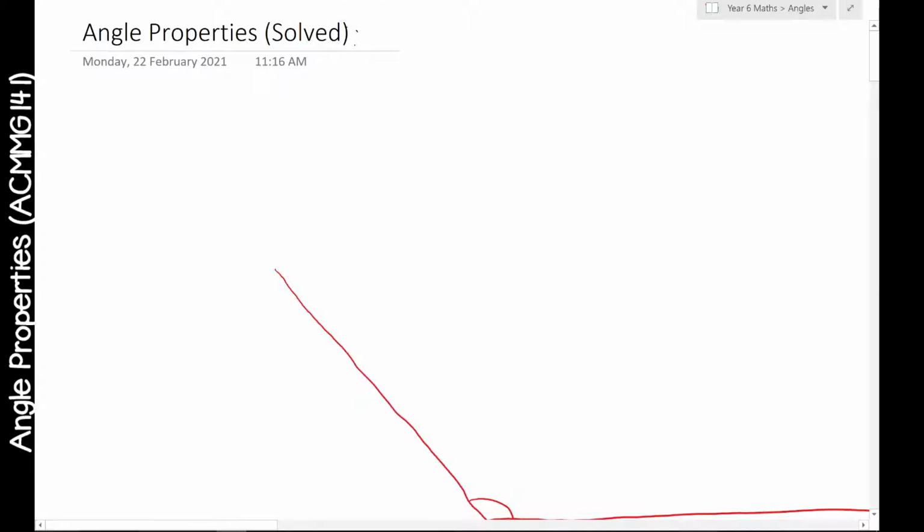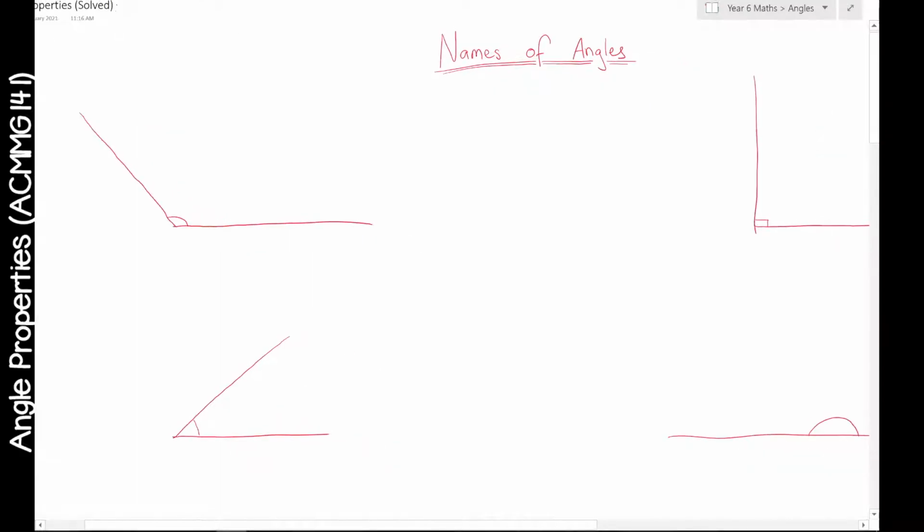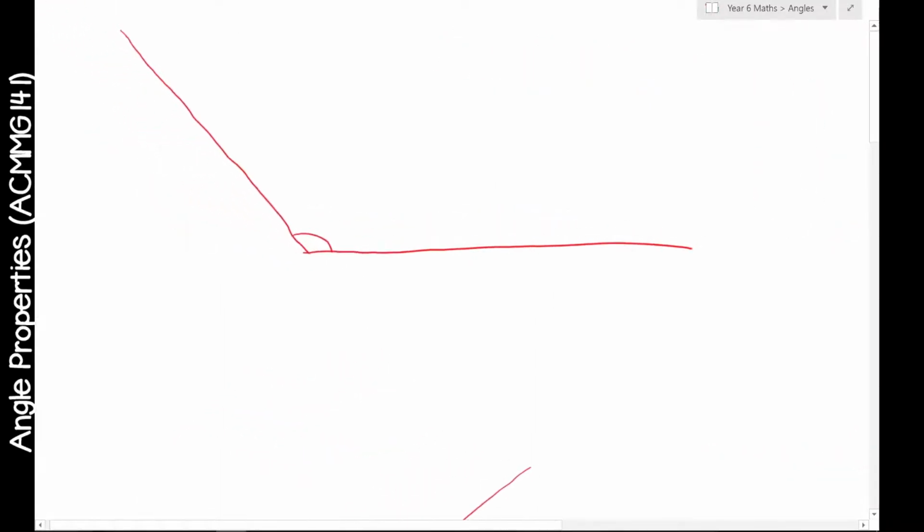In this video, we're going to be talking about angle properties. So first of all, let's look at some names of our angles. We're going to start off with this one. We call an angle an obtuse angle when it is bigger than this one, and it's bigger than the one that looks like this. So it's gone this far.